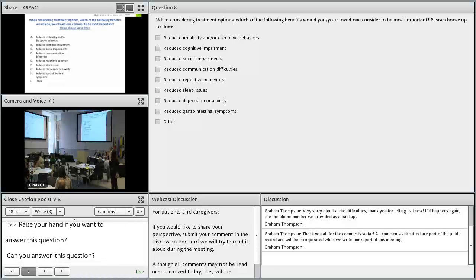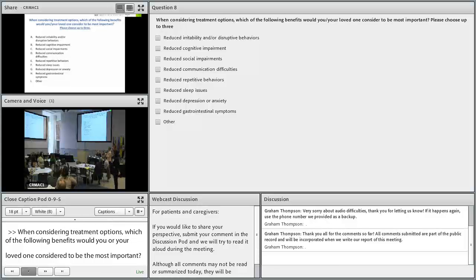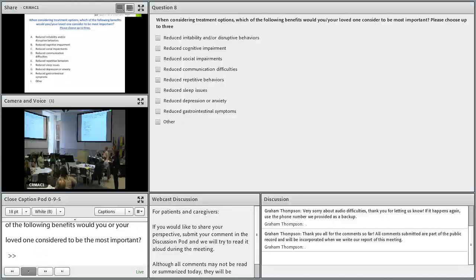When considering treatment options, which of the following benefits would you or your loved one consider to be the most important? What you're looking for in a treatment would address the following aspects. A, reduced irritability or disruptive behaviors, and Jeannie, I think, made the point earlier about aggression in that category. B, reduced cognitive impairment. C, reduced social impairment. D, reduced communication difficulties. E, reduced repetitive behaviors. F, reduced sleep issues. G, reduced depression or anxiety. And H, reduced gastrointestinal symptoms, or some other would be I.